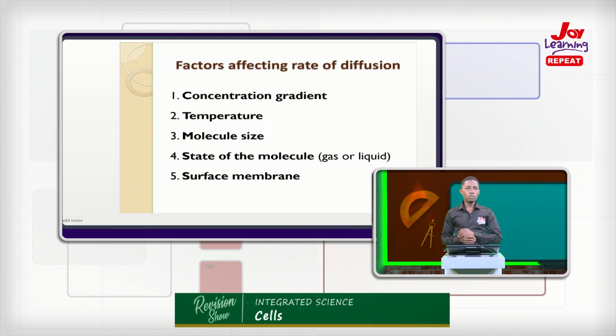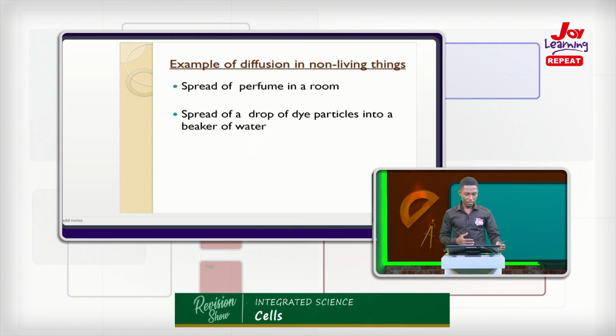Factors: when you put sugar in water, you stir it so that it moves faster. Same, if you put on heat or put it on fire, the rate will increase. If particles are small, they move faster, so you could say molecular size. If they are big, they move slower. Then the state of the molecule: gases are tiny and move faster than liquids, and liquids move faster than solids. Then the nature of your cell membrane is also a factor.